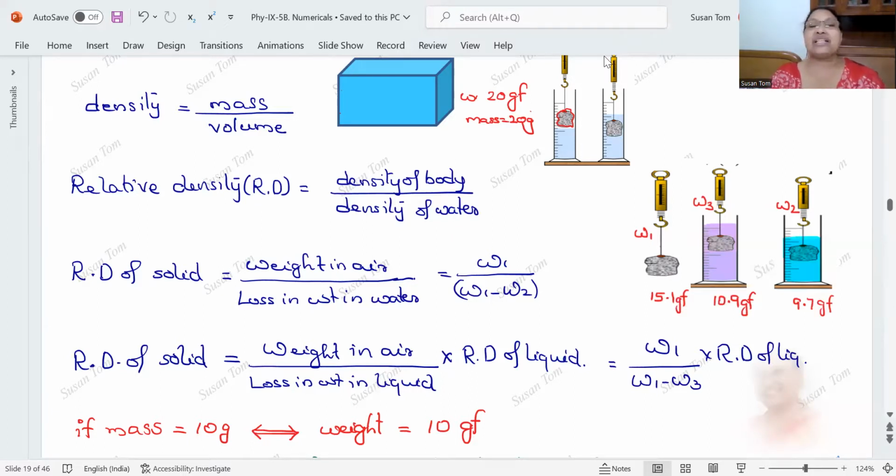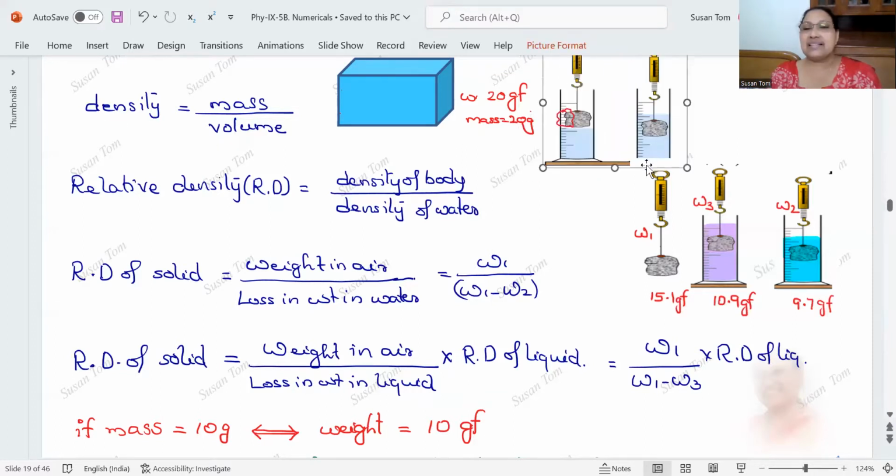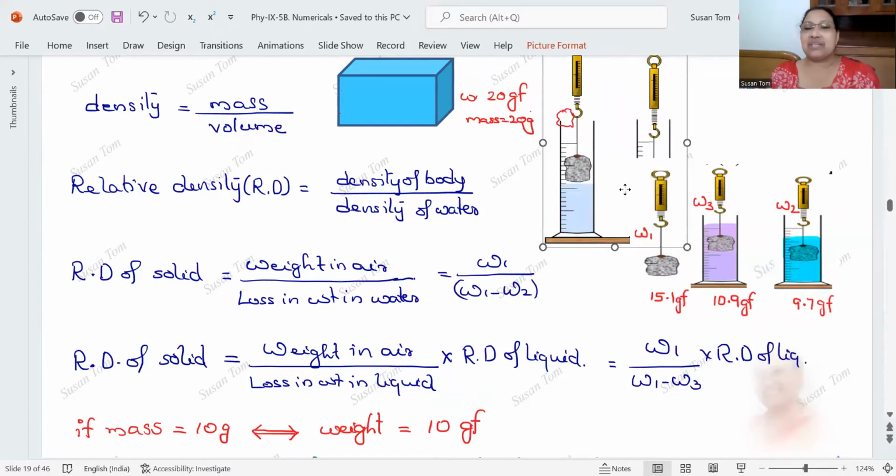Now we want to find its volume. How to find the volume? It's not having a regular shape. So what we do is we just hold it by means of a light small thread and place it inside this water present here. Have you seen what I've shown?